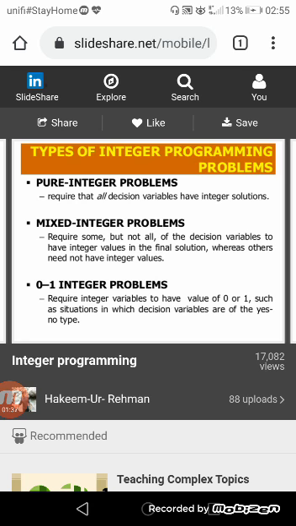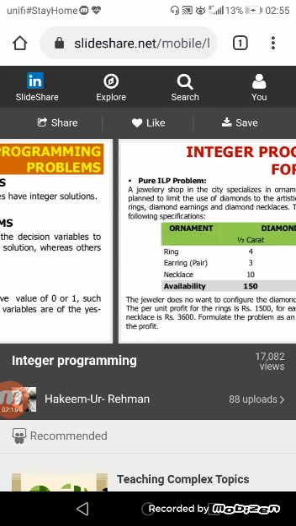Now, let's have a look at the types of integer programming problem. There are three. The first one is the pure integer problem, where the final solution must be integer values. Then we have the mixed integer programming problem, the same thing that I explained in the previous slide, where the solution can be a combination of both integer and real number values. And the last one is the 0-1 integer problem, where the solution must be either 1 or 0.